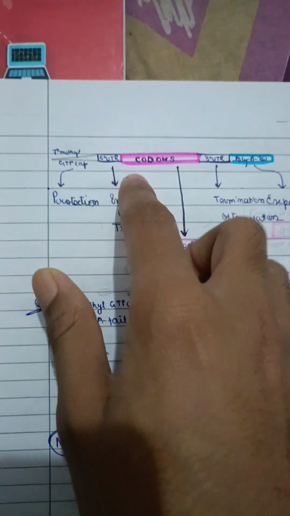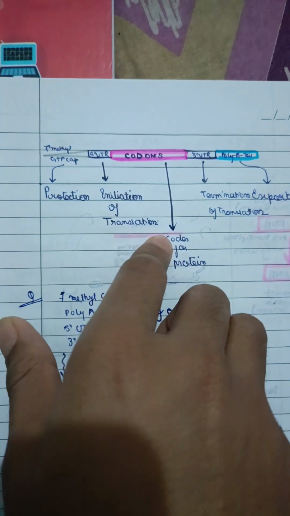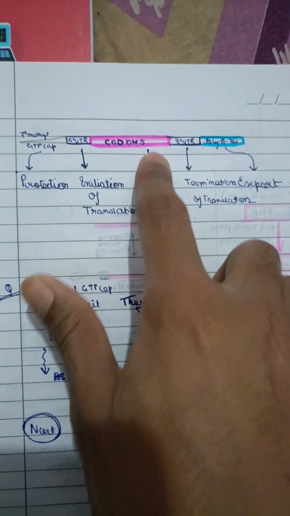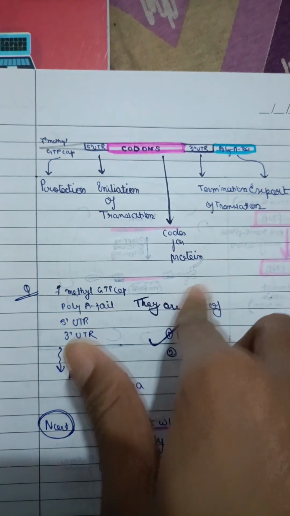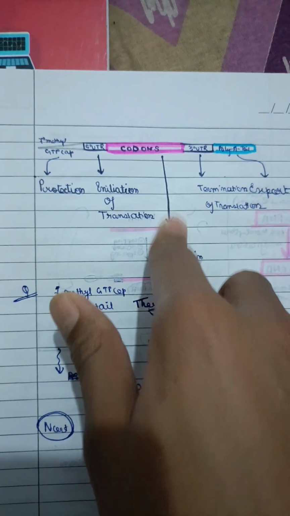So, as I told you, UTR is not included in the translation process, but they are required for the efficient translation. So it is here where the initiation of translation begins, and the 3' UTR is where the termination of translation happens, and the codons are where the codes are, this is the part that will be translated into the protein.